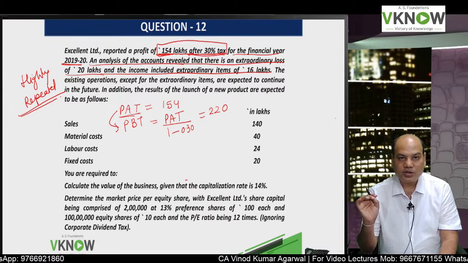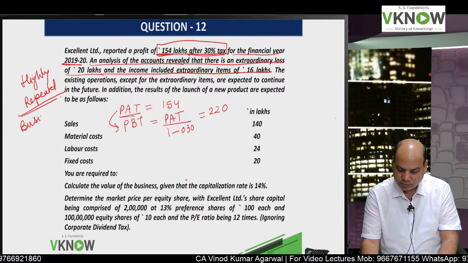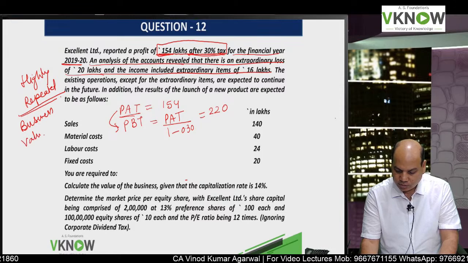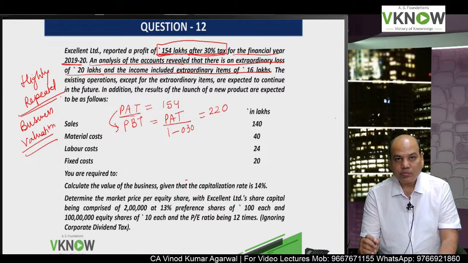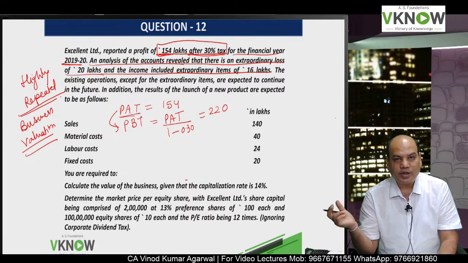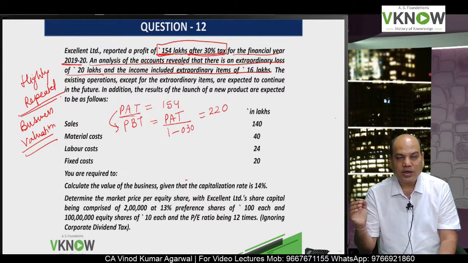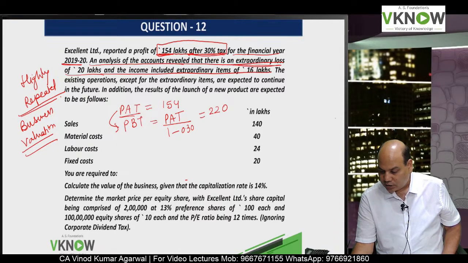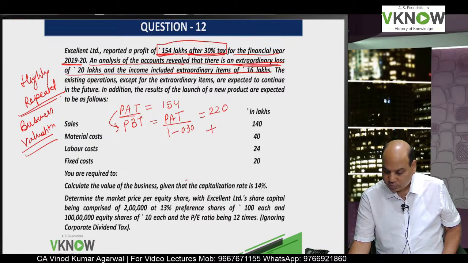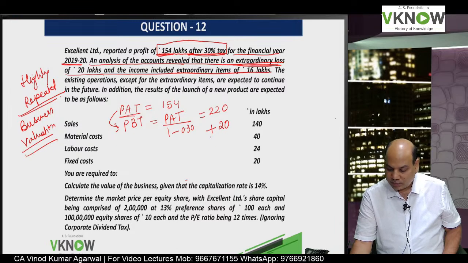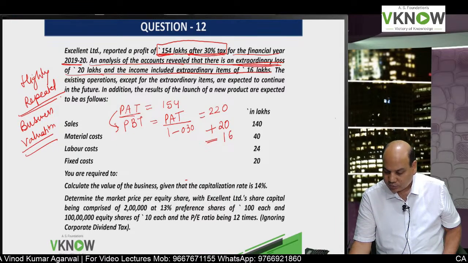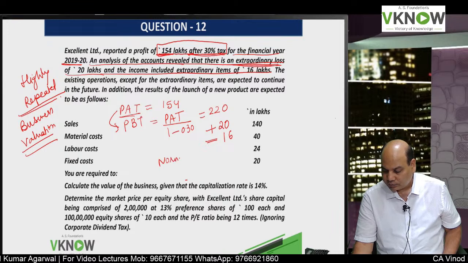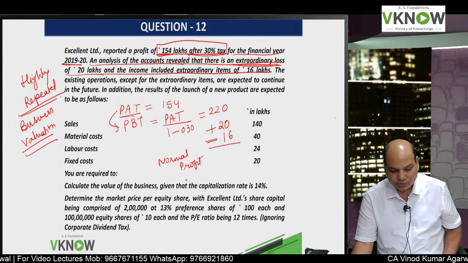Now, when you are doing business valuation, this is a question on business valuation, we have to consider normal income, normal operating profit. We should not consider abnormal items, extraordinary items. So what will you do? If there is an extraordinary loss, you add back, and if there is any extraordinary income, you deduct. That will give you the normal profit before tax earned by this company in the last year. So normal profit will come to 224.